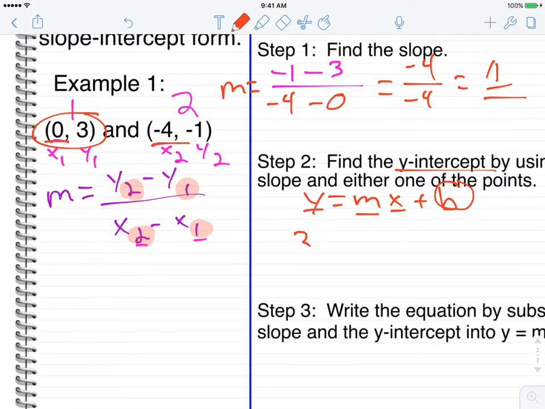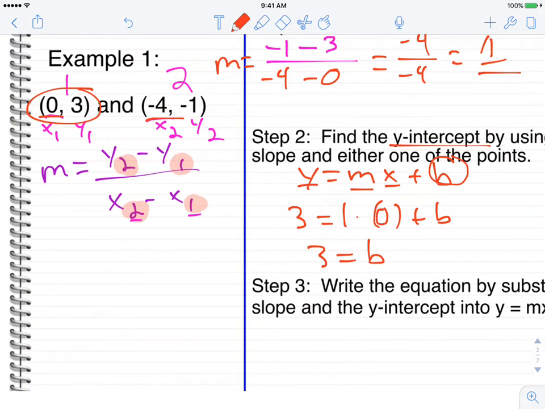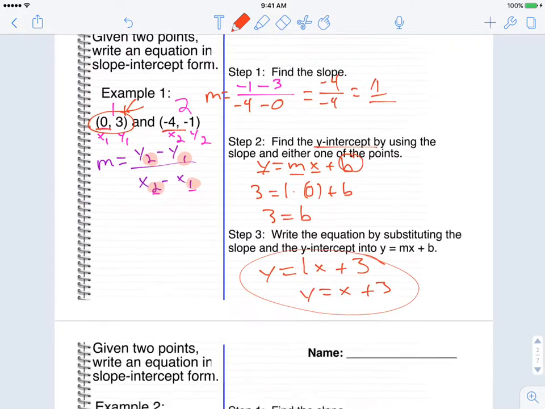So here my y point is 3, my slope is 1, and I'm going to multiply that by my x point, which is 0, and solve for b. 1 times 0 is just 0, so I end up with 3 is equal to b, which should make sense because they actually told us what the y-intercept is. Anytime that x is 0, that's where it is crossing the y-axis. So my formula is going to be that slope of 1, so 1x, plus my intercept of 3. You can also write this as y is equal to x plus 3, because 1x and x are the same thing. So either of these two formulas will work.